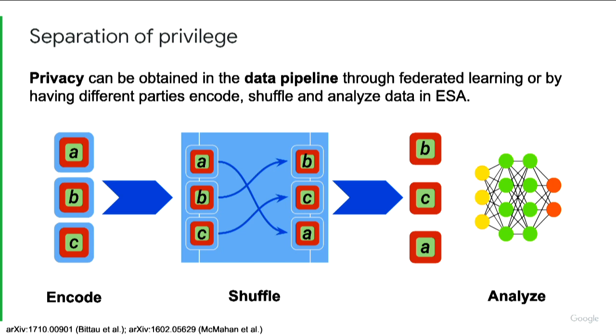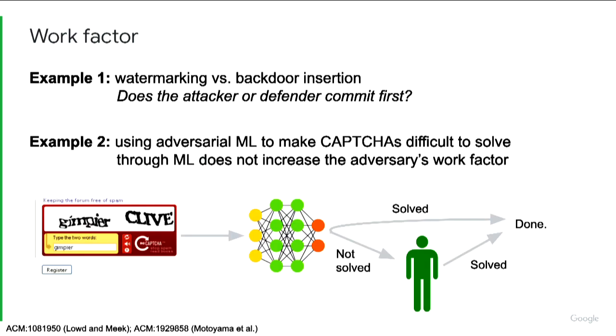Any other questions? Okay. So the work factor principle basically looks at how much a defense increases the work that an adversary has to do compared to what the overhead is for the defender. And so here I think it's interesting to look at attacks in the realm of poisoning. So if you look at things like watermarking and backdoor insertion, they're sort of the same type of attack, but with a slightly different scenario.